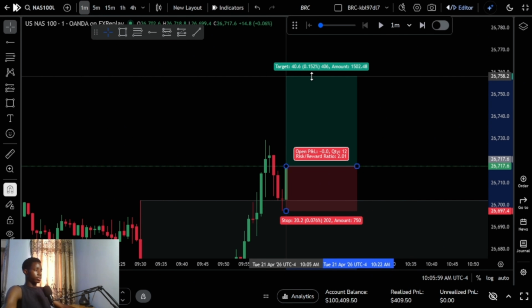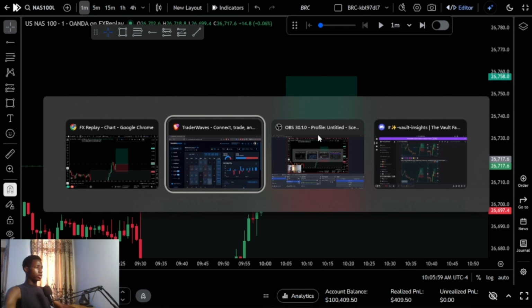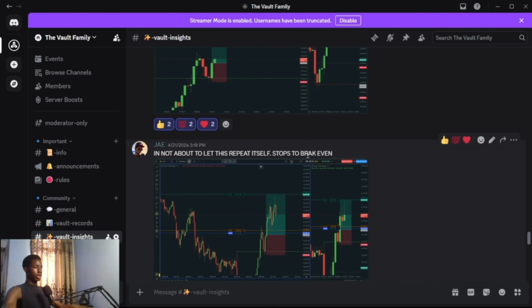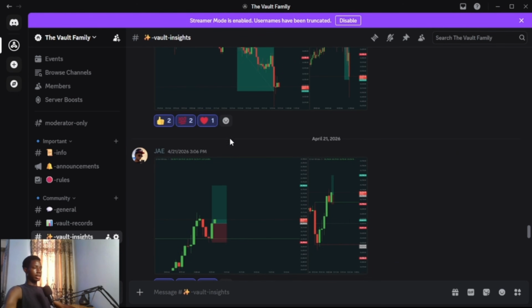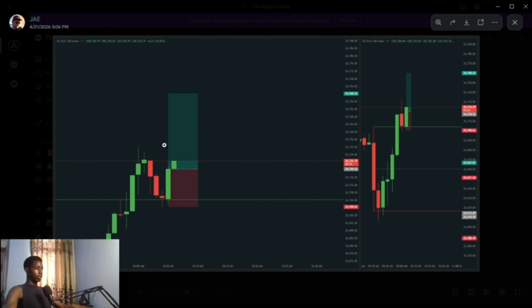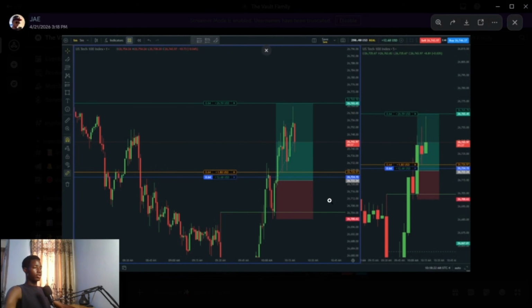Now, before I actually show you guys what happened, let me go to the Discord and show you. As you can see here, I already sent the screenshot to the Discord. I'm already live, by the way, but I sent a screenshot of the trades I take. So I'm already showing them that, yo, I'm already taking the buy trade. You feel me?